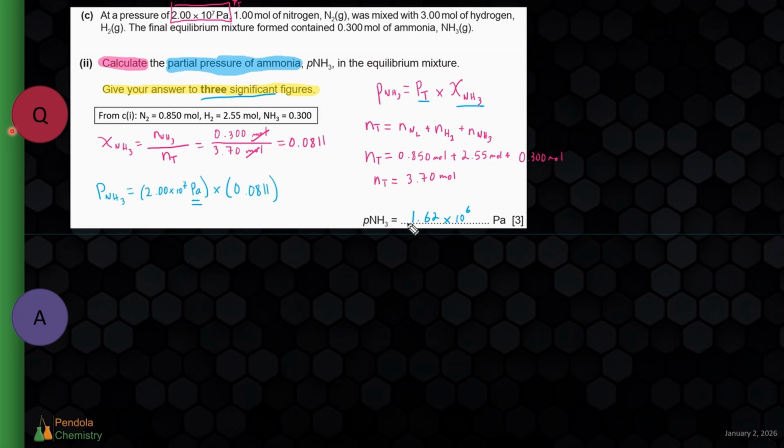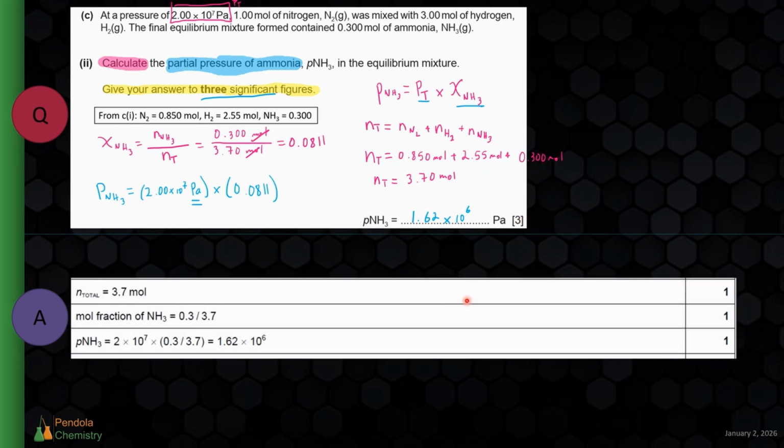Now, this is a 3-point question, right? This is not a complicated question, but it is a 3-point question. So what are those 3 points for? We get 1 point for finding the total number of moles, so for adding up the moles from C1. And again, remember error carried forward. So even had you done C1 wrong, if you didn't know how to use the ICE table, then you will still need to add up the 3 numbers that you got in C1. So even if you didn't know how to do C1, make sure that you put some numbers down so that you can use them here, get that very easy point, just adding things up.